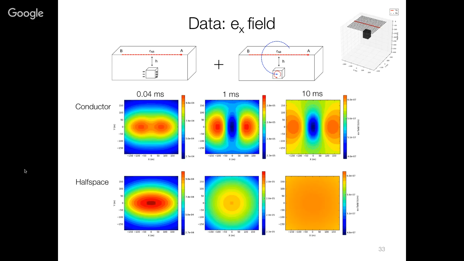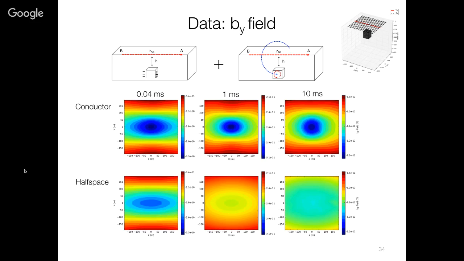At later time, 1 millisecond, look at this signature compared to this. So it's hugely different. So EX is really diagnostic, and even at 10 milliseconds, it's really diagnostic. So EX would be a really good component to invert, and you'll have lots of information about that volume. Similarly, BY, as we've already discussed, has got a lot of information. So we look, especially at 1 millisecond here, and 10 milliseconds, it's very distinctive compared to the half space.